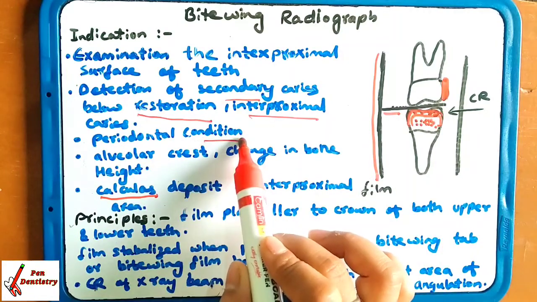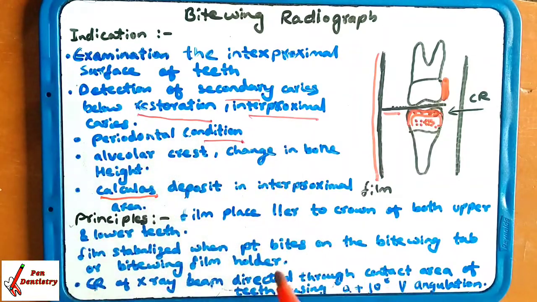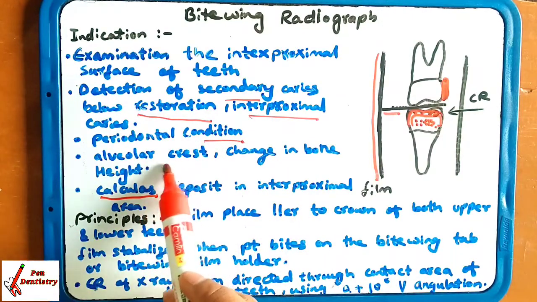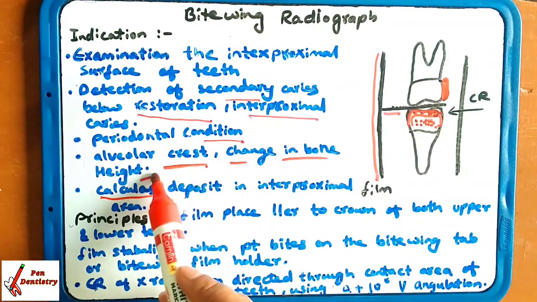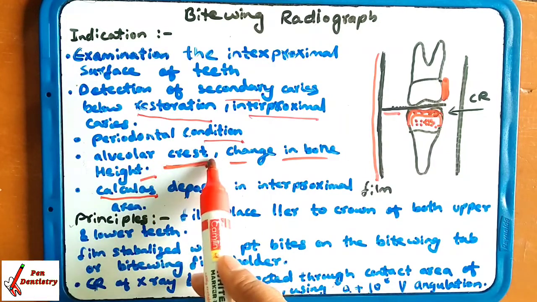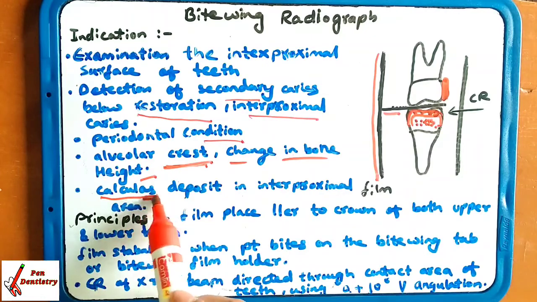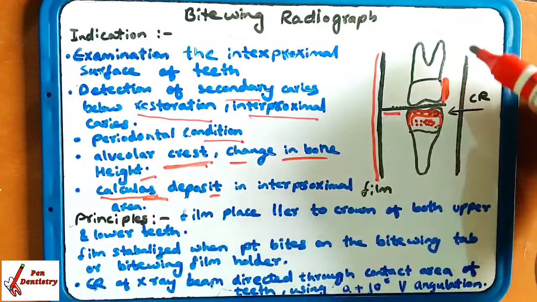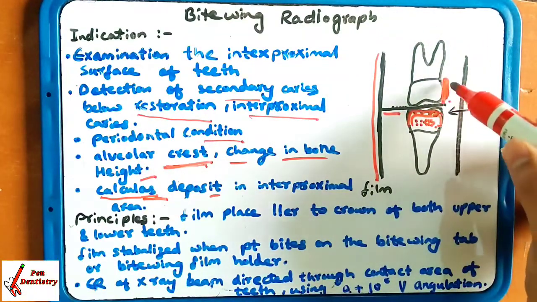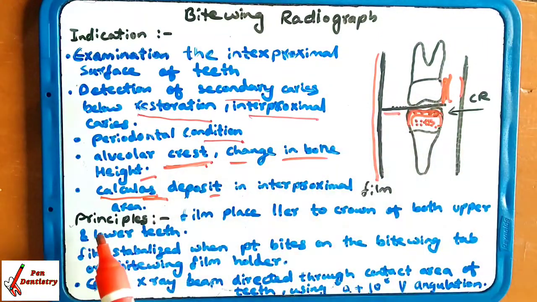Periodontal condition: how the periodontal condition is, how the periodontal ligament is present in the teeth. Alveolar crest: change in the bone height, whether the bone is well developed or underdeveloped, how much the alveolar crest height is. Calculus deposition in the interproximal areas, whether there is a calculus deposition between the teeth. So these are the indications of the bite wing radiograph.